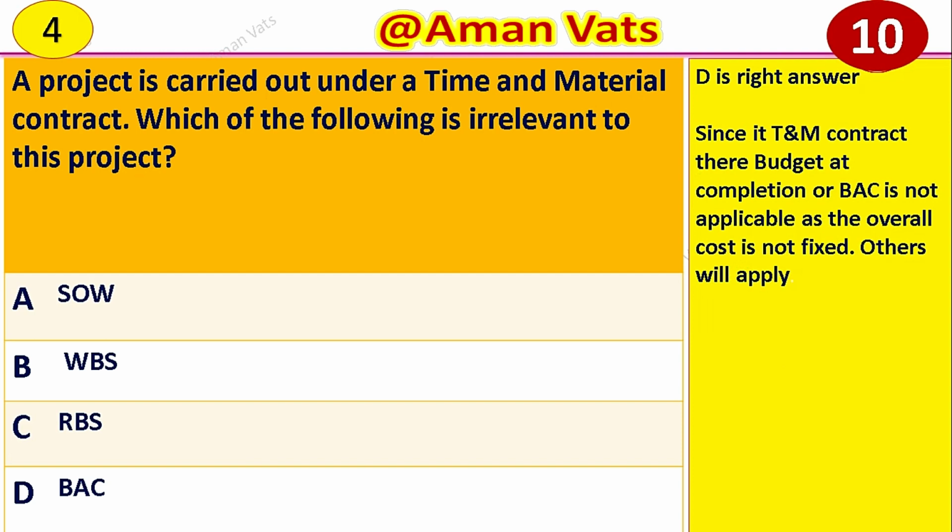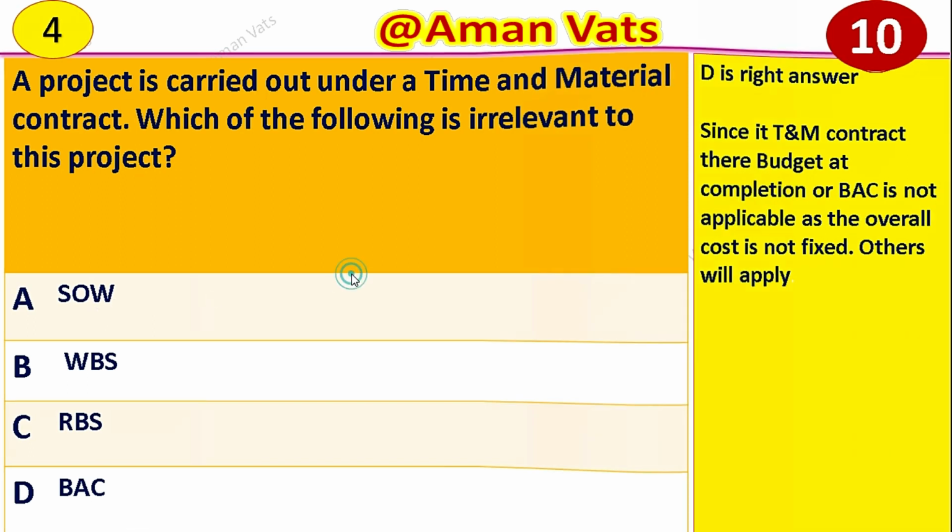Okay, the answer is D. D is the right answer. Since it is a time and material contract, budget at completion is not applicable as the overall cost is not fixed. Others will apply. Another catch here is that you also need to remember the full forms of these, because you get such questions where the expanded form is not given and only the short form is given. So you should understand that as well.